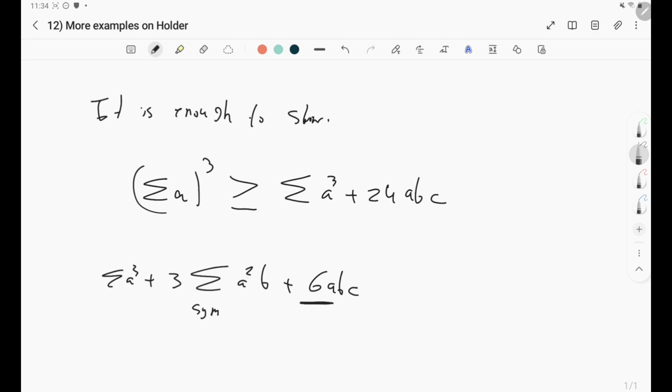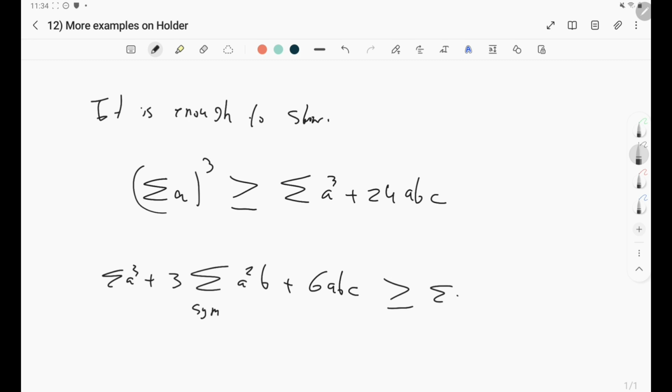If you found out that this is 6, how do you find out? Well, very easy. How can you get an abc from these terms? 3 ways to pick a, then 2 ways to pick b, and c is already determined, so 6abc. Now once you figure out the 6 here, and of course here just 1, you can work out how many ways to get just a square b. Well, it's just 3. So now you're done.